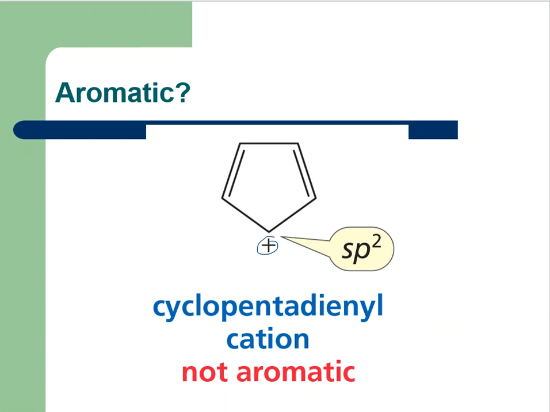So here's the 5-membered ring, and there's a double, single, double. So it looks like this is an sp2, and this is an sp2, and this is an sp2, and this is an sp2, and this carbon down here? What about that one that has a positive charge? Okay, well, the question is, does this carbon have electrons in a p orbital?